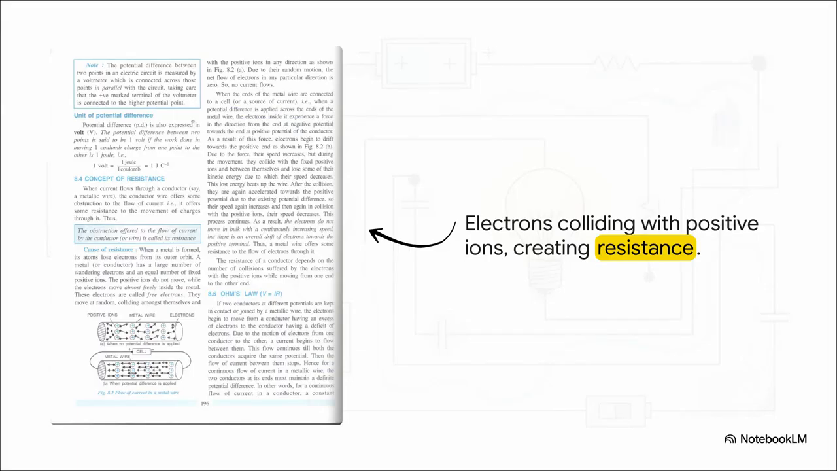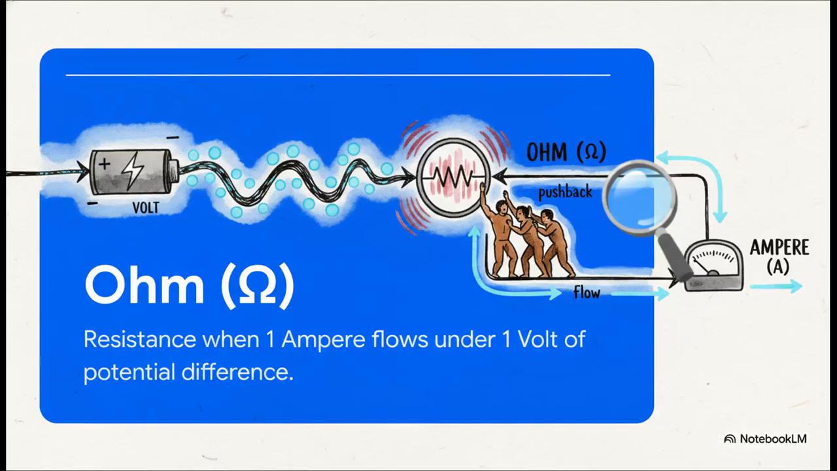But as they march forward, they experience some serious pushback. Moving electrons don't exactly get an empty, open highway. Inside a metal wire, it is basically an obstacle course. As the free electrons are shoved forward, they are constantly crashing into the massive, fixed positive ions of the metal itself. And every single collision causes the electrons to lose a bit of their kinetic energy, which gets released as heat. It is exactly like friction in a water pipe. The wire physically resists the smooth flow of the current. And we measure this electrical friction, or this obstruction, in ohms.